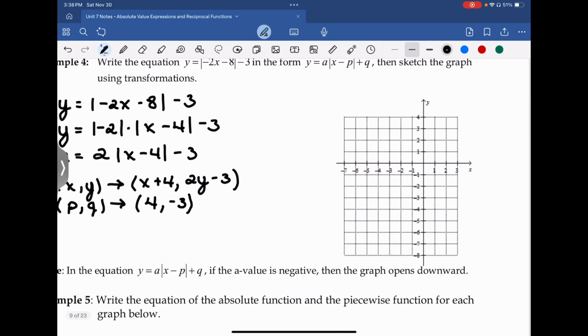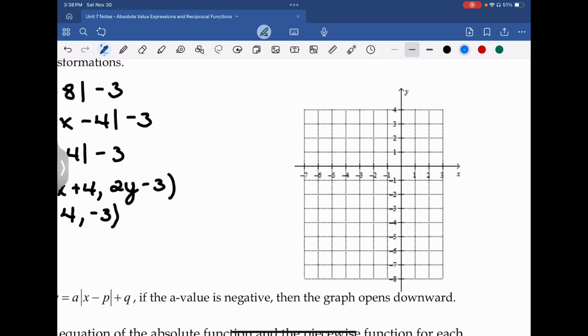Okay, from here, let's sketch out our original graph again, our original y equals the absolute of x. So we have 1 and 1, 2 and 2, 3 and 3. We have -1, 1, 0, 0. We have -2 and 2, -3 and 3. Now we're going to sketch our line through this.